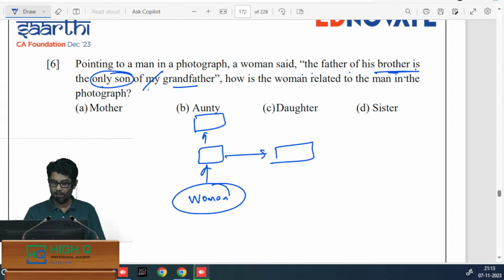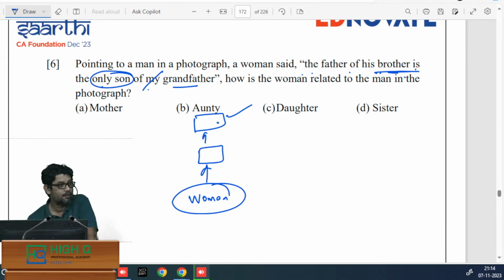Brother. Next one is what? Brother. Next one is father. Same person only. The father of his brother, but actually has got only son. That means this person is what? Same person only, because he has got only one son. How is woman related to the man in the photograph? We are talking about this man only. The father of his brother is the only son of my grandfather. So, how is woman related to that man in that photograph?